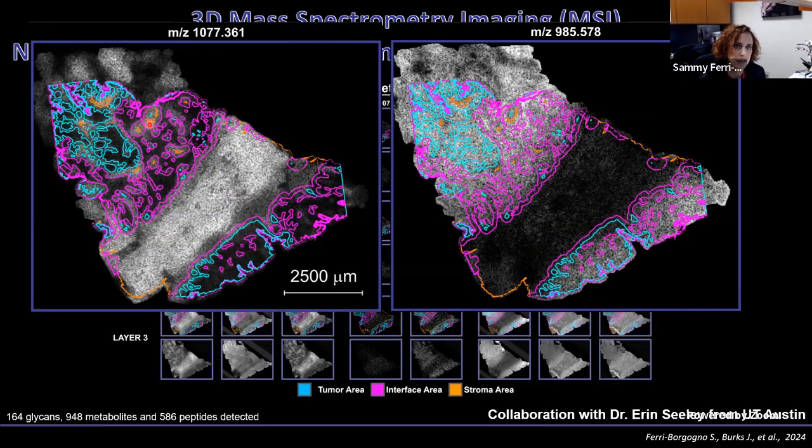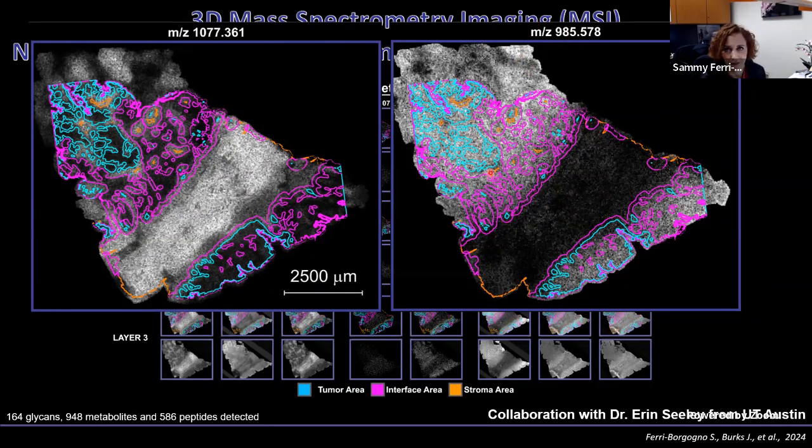And over here, you can see that there is a little bit of expression of this glycan, again, in the tumor-stroma interface, but not in the tumor. And then, on the contrary, this is an example of a tryptic peptide that we identified. In this case, this peptide is very lowly expressed in the stroma, and its expression increases to reach the highest levels in the tumor and in the tumor-stroma interface that is infiltrating the tumor areas, but is not touching the stroma.